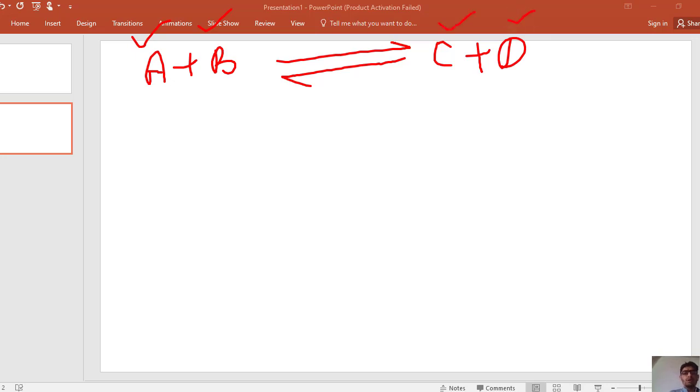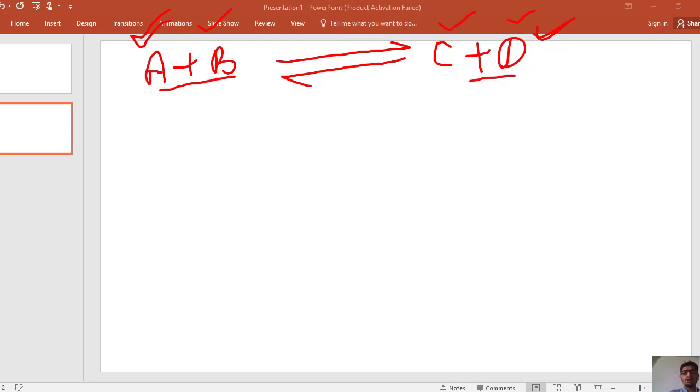A time is reached when the rate at which A plus B is converted into C and D is equal to the rate at which C plus D is converted again into A and B. So first of all we took A and B, which reacted and formed C and D.